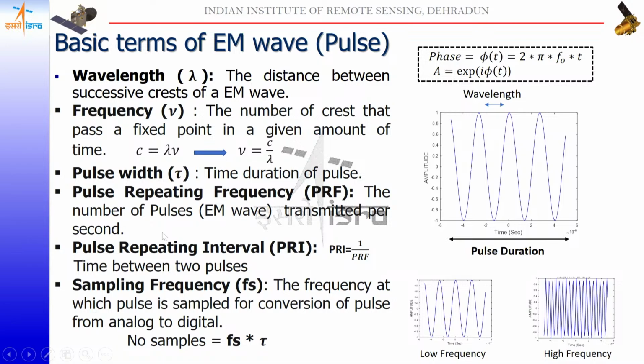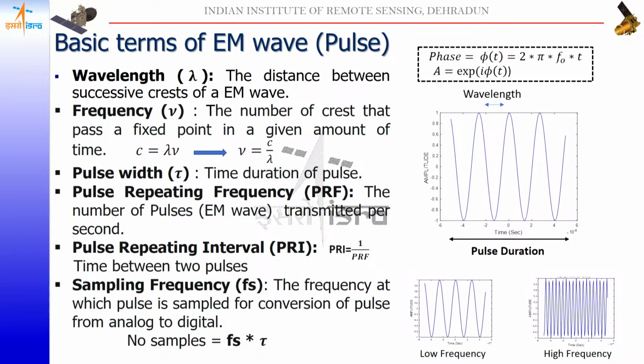Now in the case of SAR we are transmitting many pulses. One term is the pulse repeating frequency, which is the number of pulses transmitted per second, meaning in 1 second how many pulses we are sending. When we design any SAR sensor, we have this number too, meaning how many pulses we are transmitting in 1 second. So we can have a low PRF SAR and a high PRF SAR.